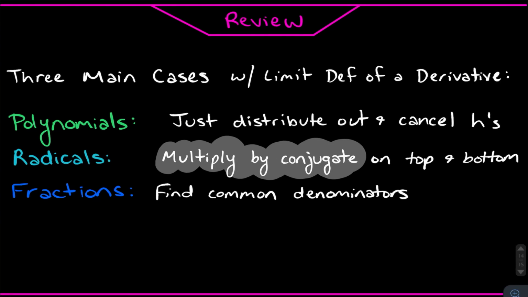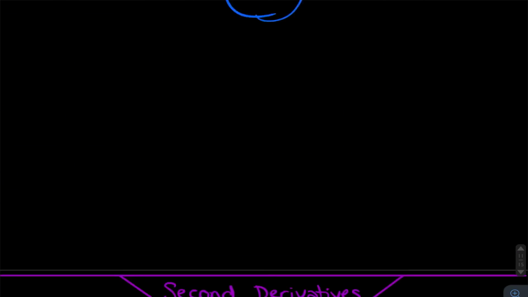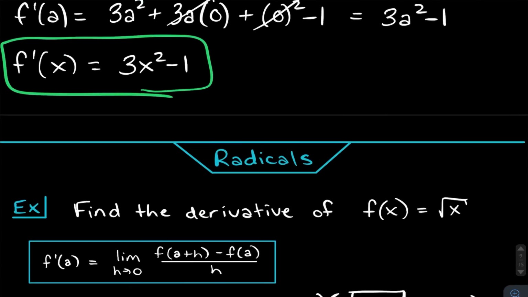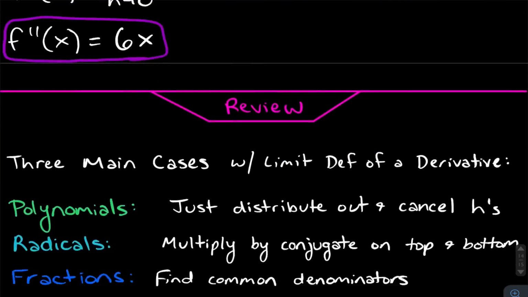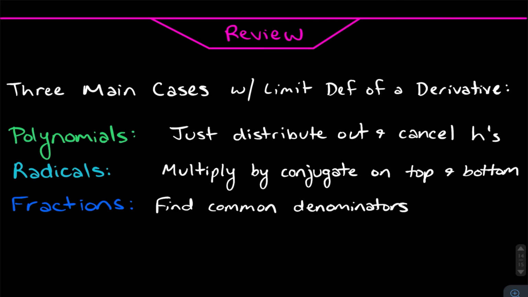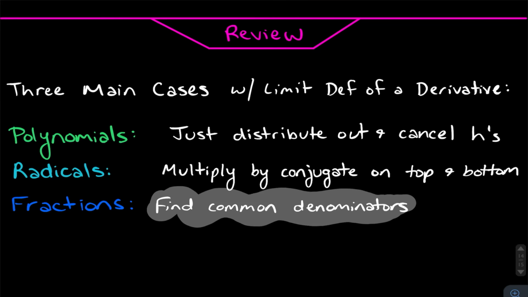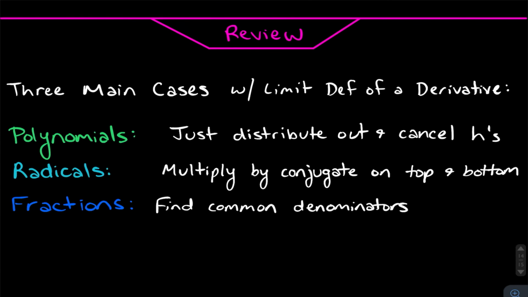With radicals, you're multiplying by conjugates. And you can review that from earlier in the video. You multiply by that conjugate on top and bottom. What that allows you to do is, once you multiply by those conjugates, you free up that numerator. Once you have that numerator freed up, now you're able to cancel some h's. And so that's how we handle radicals. Now, there's also fractions, and for that we find common denominators, and then once we have common denominators, it really just becomes a polynomial problem from there. Fractions can be really annoying because finding common denominators can result in a lot of distributing, but that's how you have to solve the problem.